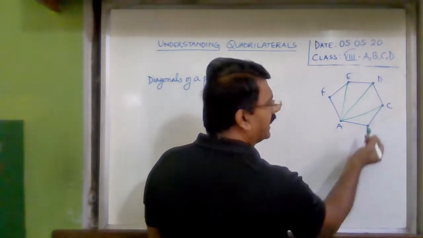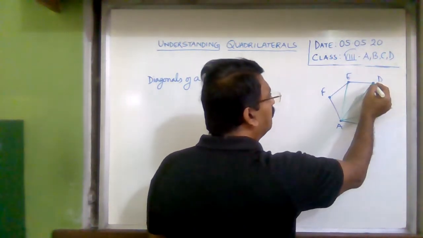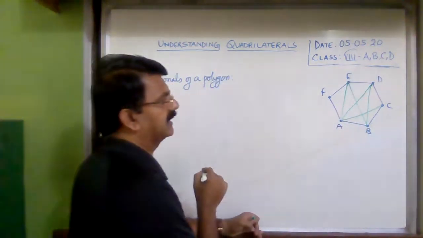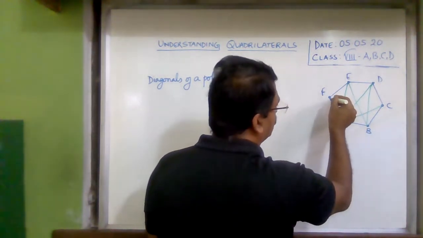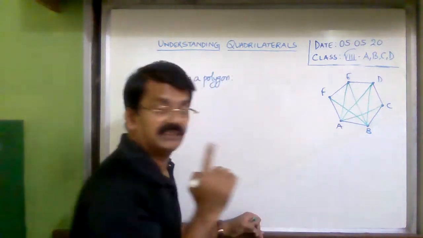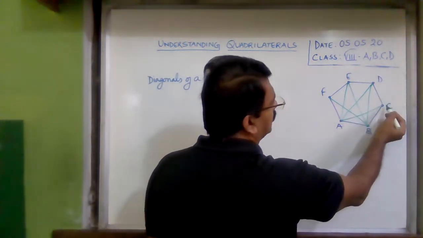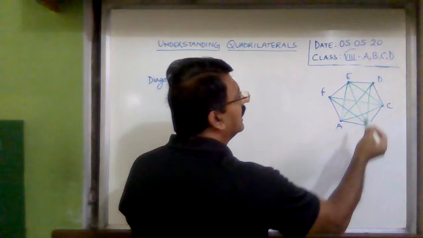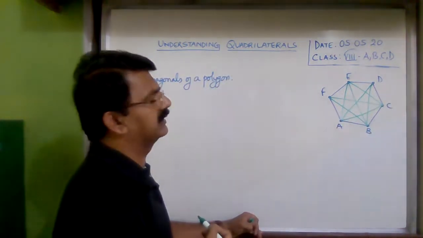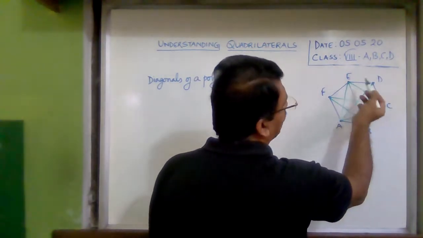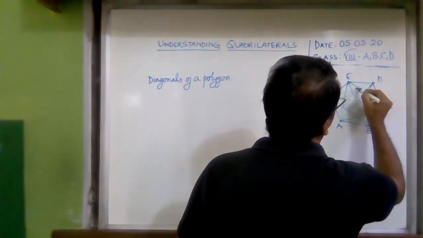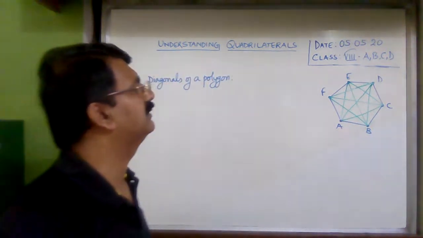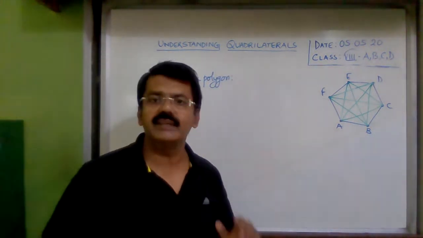Similarly, BC is consecutive, but BD is non-consecutive, so you will get a diagonal. BE non-consecutive, so you get another diagonal, and BF again non-consecutive, so you will get another diagonal. BA they are consecutive. Now CD consecutive, but CE non-consecutive, so you will get a diagonal. CF non-consecutive, you will get a diagonal. CA non-consecutive, but we have already drawn the diagonal AC. Now DE consecutive, but DF non-consecutive, so you will get a diagonal. DA we have already made, DB we have already made. So you can see we have made all the diagonals of the given hexagon.